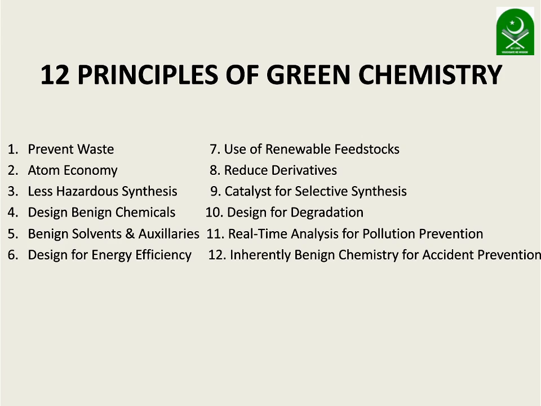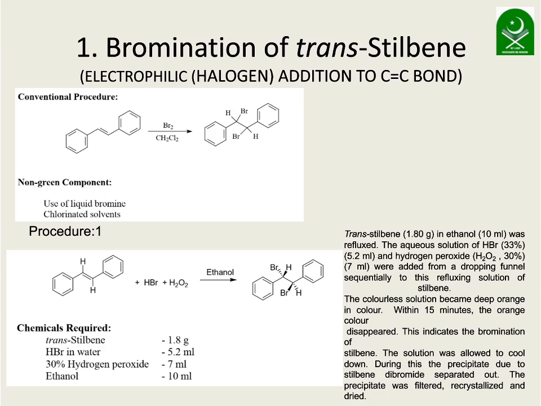Number 12. Inherently benign chemistry for accident prevention. Substances and the forms of substance used in a chemical reaction should be chosen so as to minimize the potential for chemical accidents, including releases, explosions, and fires. So these are all 12 principles governing green chemistry. Now we will move to the topic of bromination of trans-Stilbene. How we can execute bromination of trans-Stilbene through a green chemical approach.